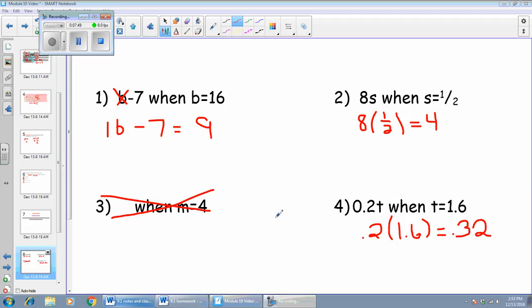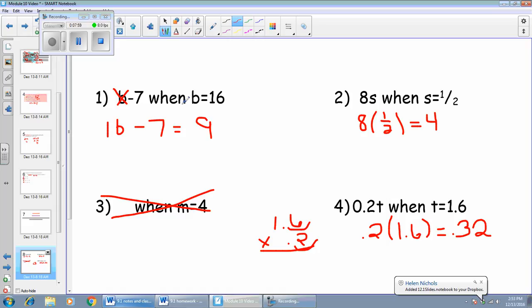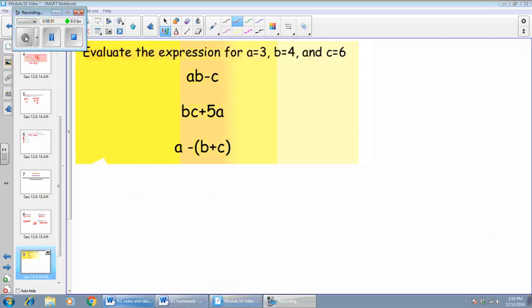Remember your place value when multiplying 1.6 times 0.2, our decimal is going to be 2 places over in the answer. Now, why don't you try the following? Press pause, complete on your own, and then press play to see the answers.